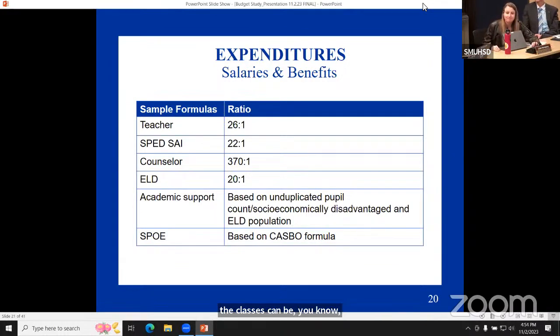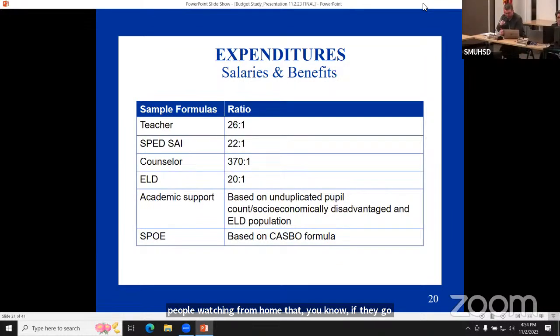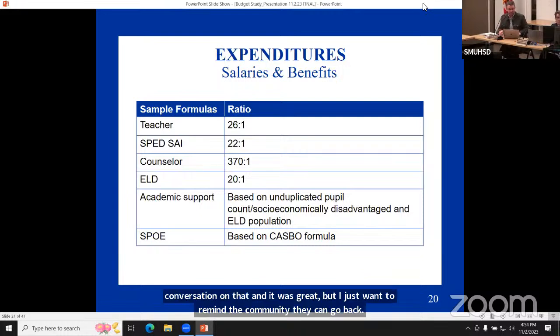I also want to remind the community, especially people watching from home, that if they go back to the October 5th board study session, we spent 2 hours on this slide, which is staffing and enrollment. We're not going to spend all that time again this afternoon, but if people have a lot of detailed questions about ratios and staffing and how we staff schools, we had over 2 hours of conversation on that, and it was great. I just want to remind the community they can go back and take a look there. Absolutely, and it was an excellent discussion.